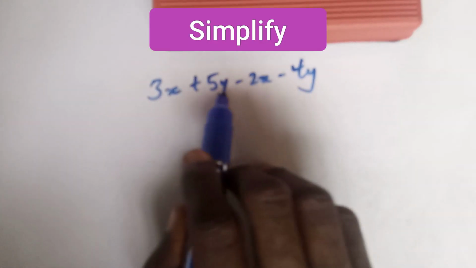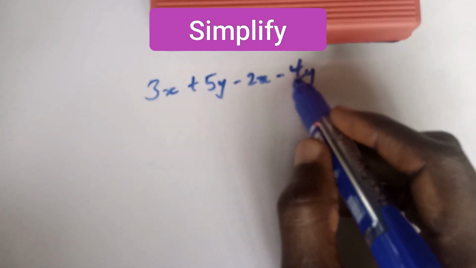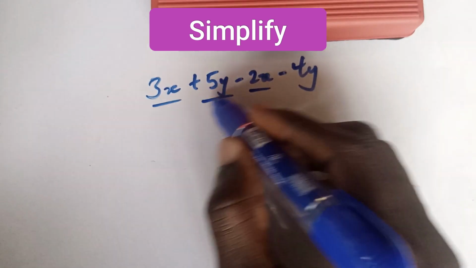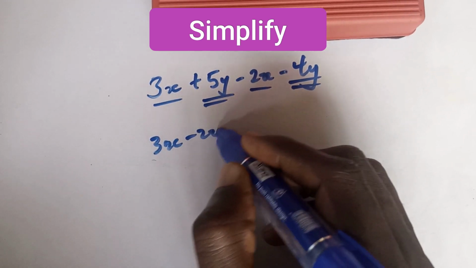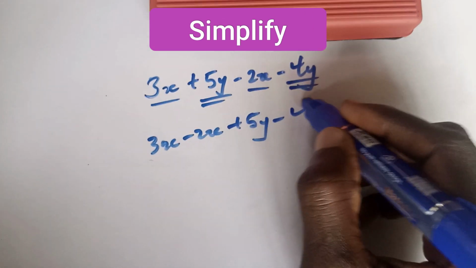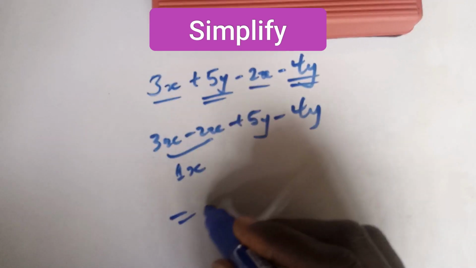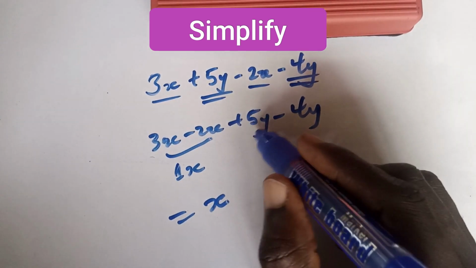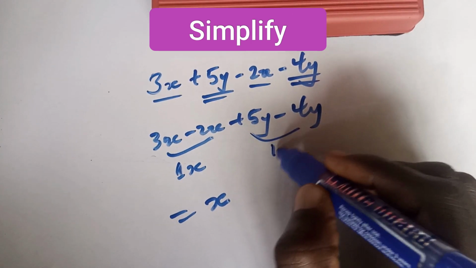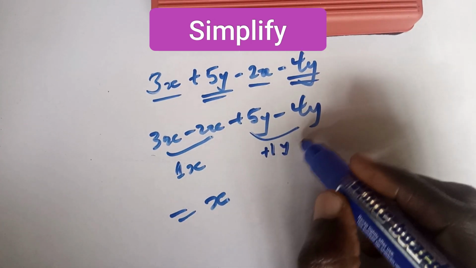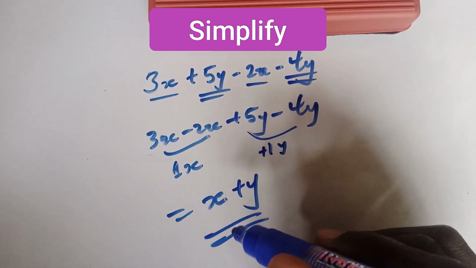Simplify this expression by combining like terms: 3x plus 5y minus 2x plus 4y. You have to find the like terms. So this will be 3x minus 2x plus 5y plus 4y. So 3x minus 2x is 1x, which gives us x. The coefficient is 1 and you don't need to write it there. So 5y minus 4y will give us 1y, which we also write like this. So the answer is x plus y.